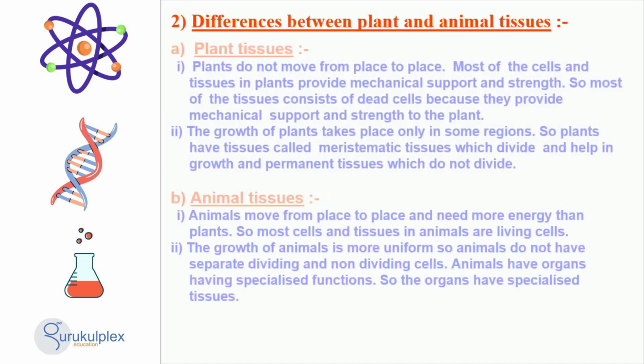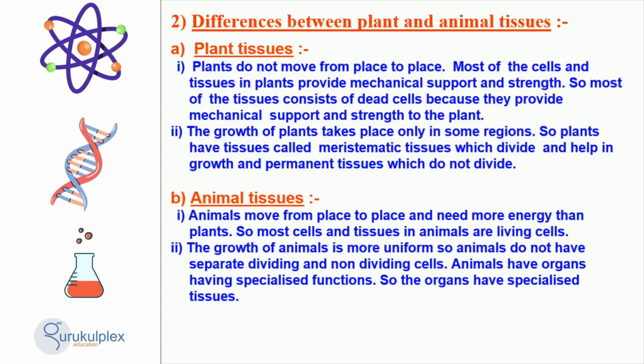Animals and plants have different tissues due to their divergent requirements and functions. Plant cells and tissues are mainly organized to provide mechanical support and strength. They are usually composed of non-reproductive cells. Plant growth is restricted to particular areas, and so plants have both meristematic tissues which divide to encourage growth, along with permanent cells that do not divide.